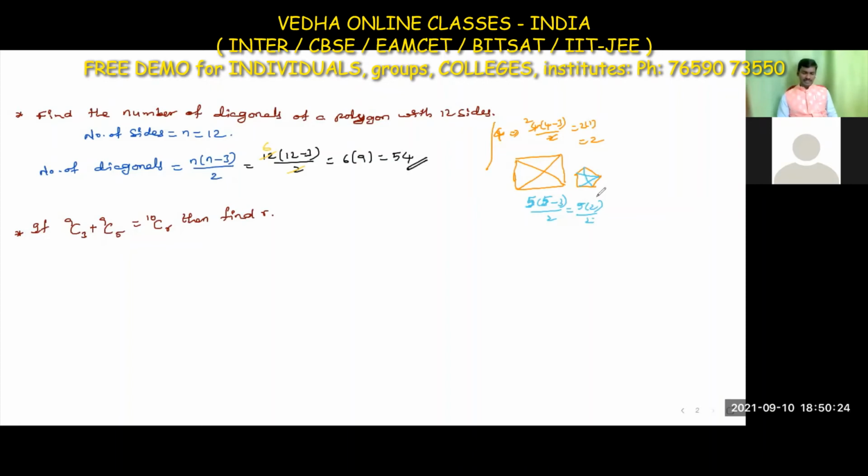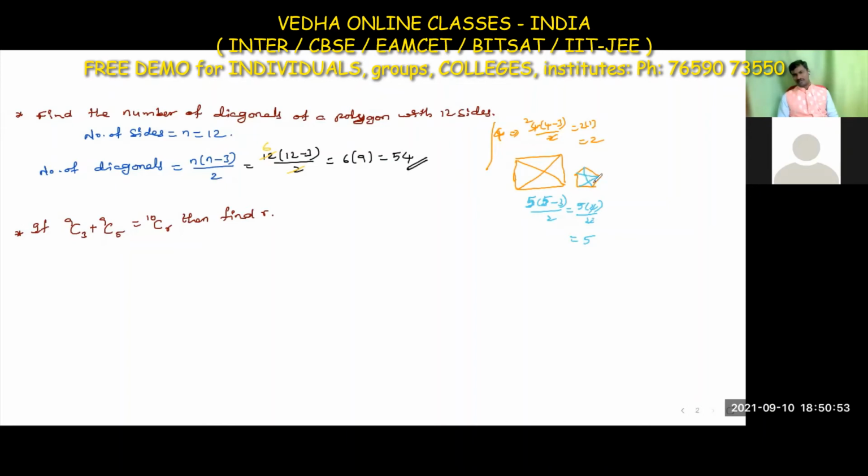n into n minus 3 by 2. When we have 12 sides, we substitute 12. If we have 4 sides, we substitute 4. If we have 5 sides, we substitute 5. 5 into 5 minus 3 by 2, the 2 cancels, so we are getting 5. Is it possible to get 5 in a pentagon?